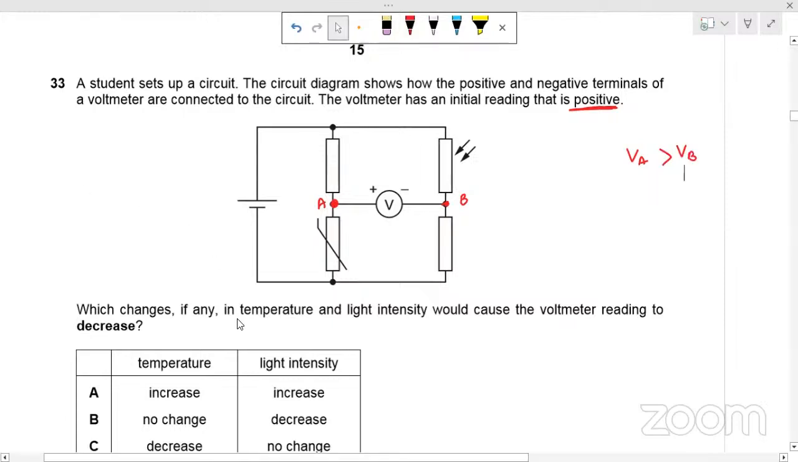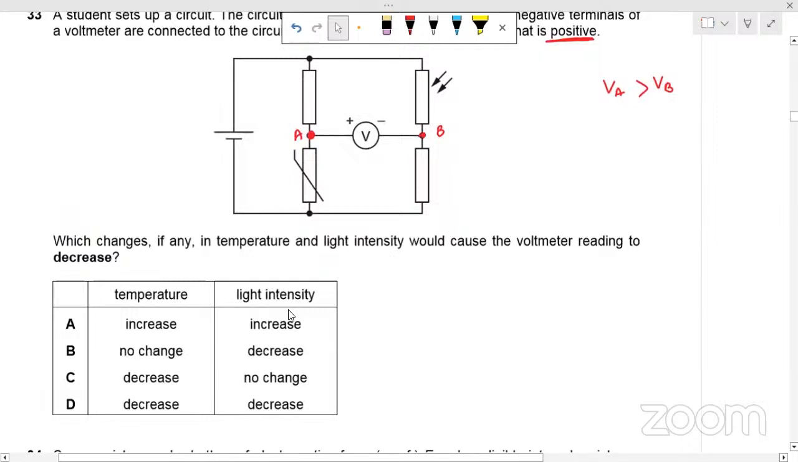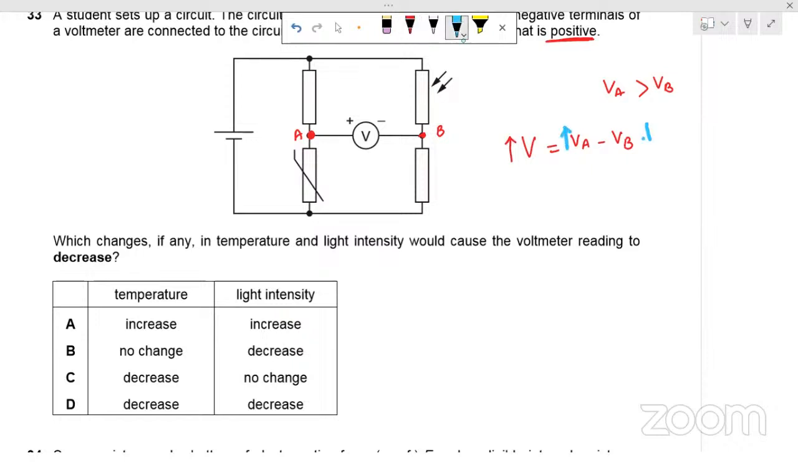Which changes, if any, in the temperature and the light intensity will cause the voltmeter reading to decrease. So the voltmeter reading will be equal to VA minus VB. We want to increase this V, so there are 2 possibilities. Either you can increase this VA or you can decrease this VB.